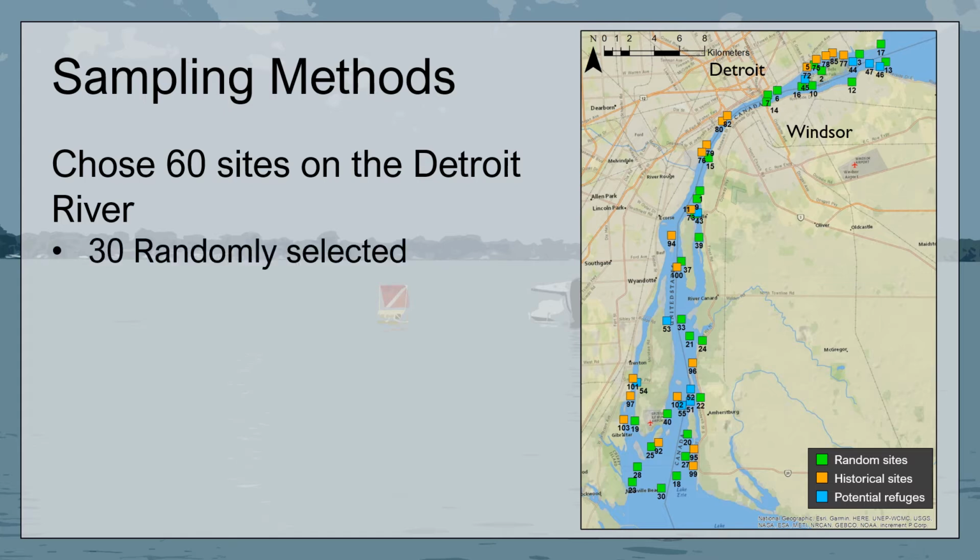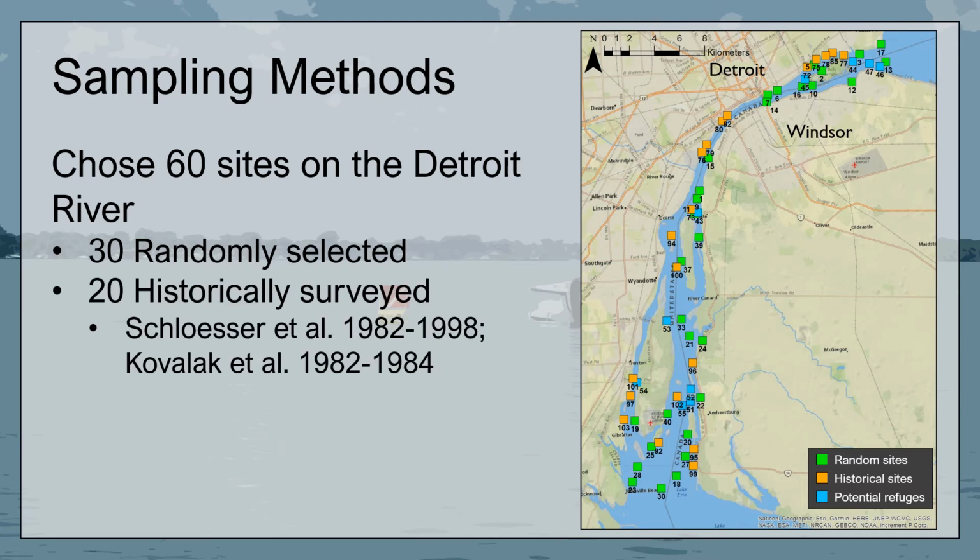30 of these sites were randomly selected and are represented by the green squares on this map. 20 of the sites had been historically surveyed by either Schlosser et al. or Kovalak et al. between 1982 and 1998. These sites are represented by the orange squares. Finally, 10 of the sites were chosen based on our knowledge of unionid refuges and were classified as potential refuge sites. These sites are represented by the blue squares.